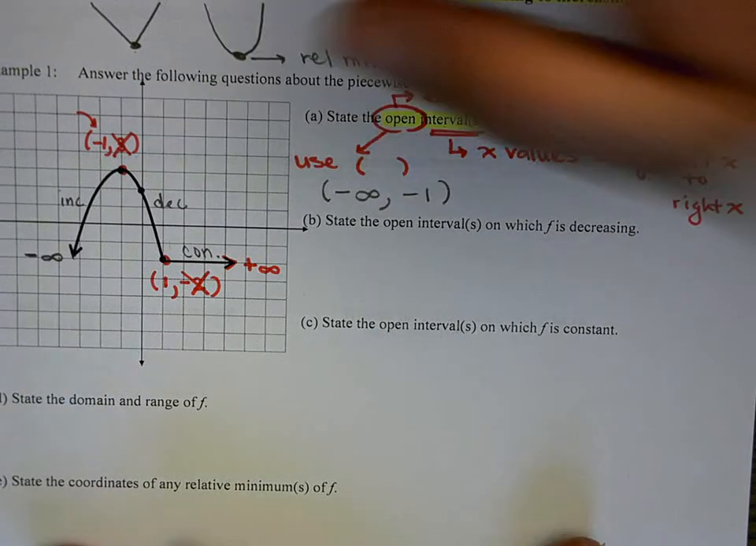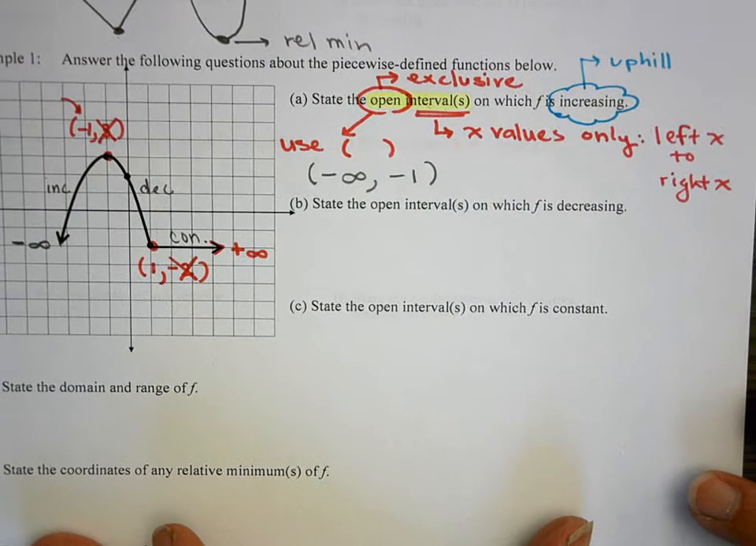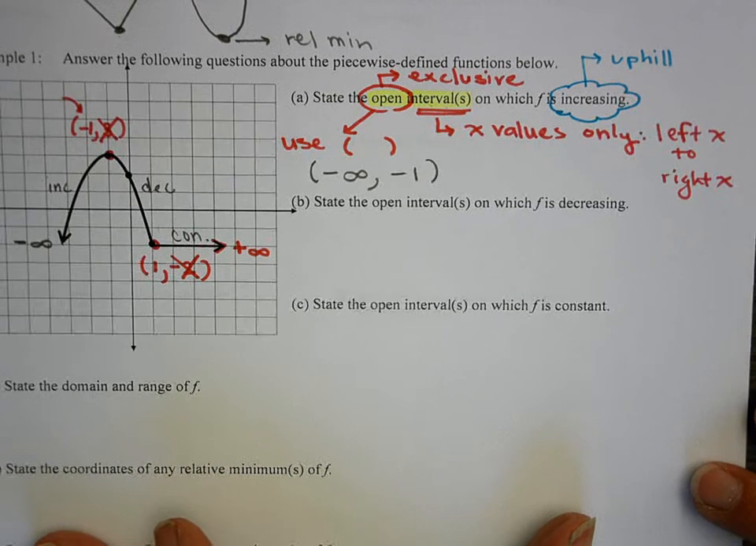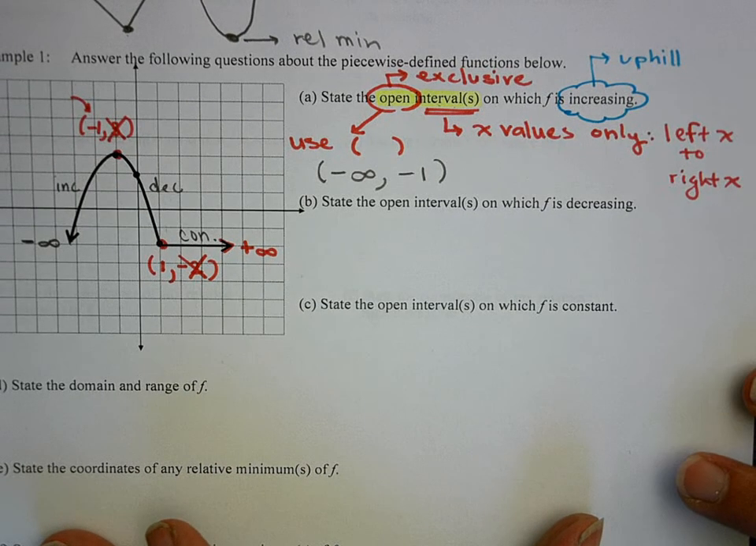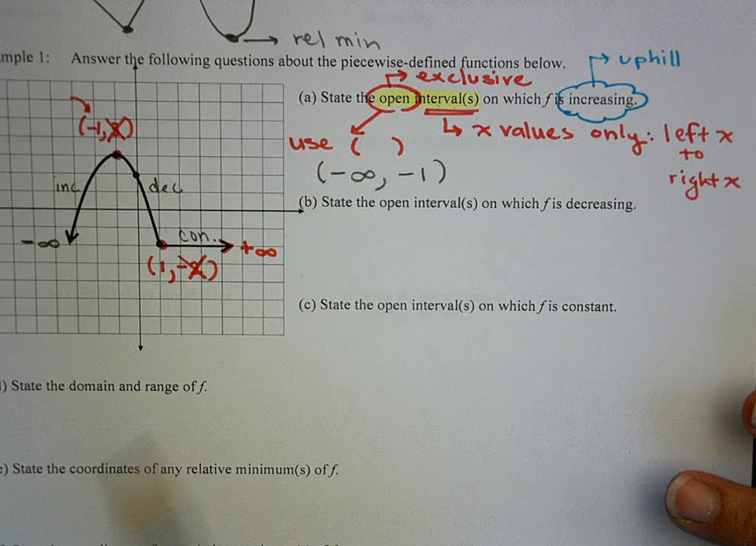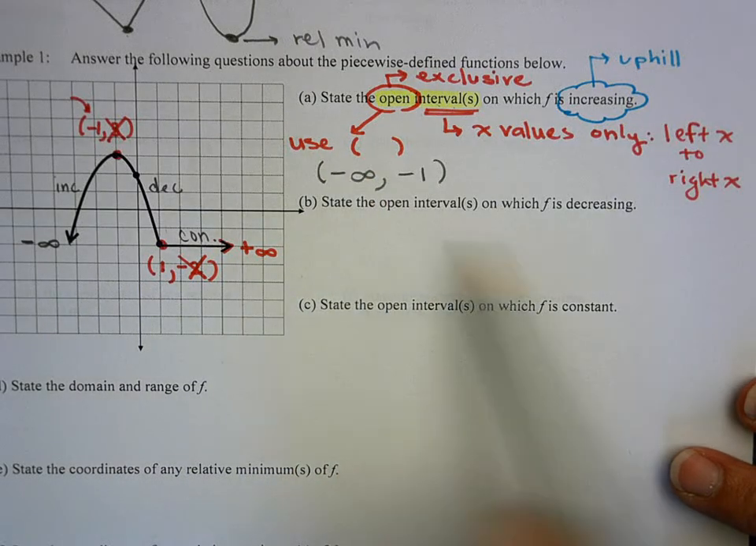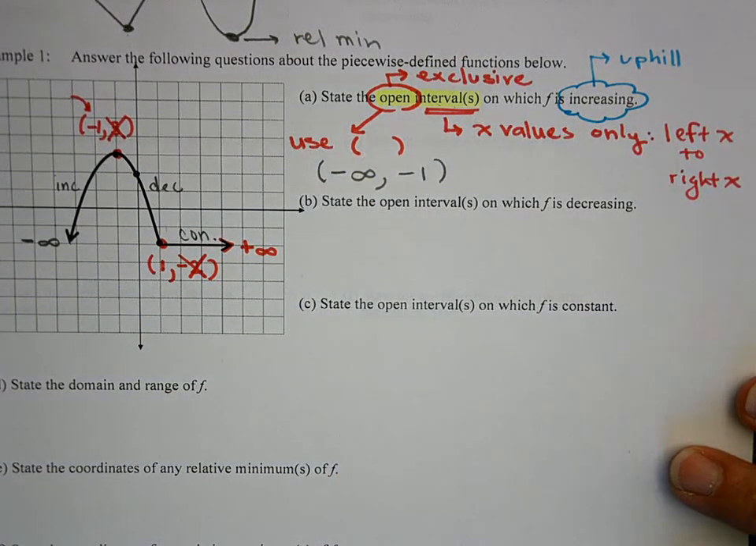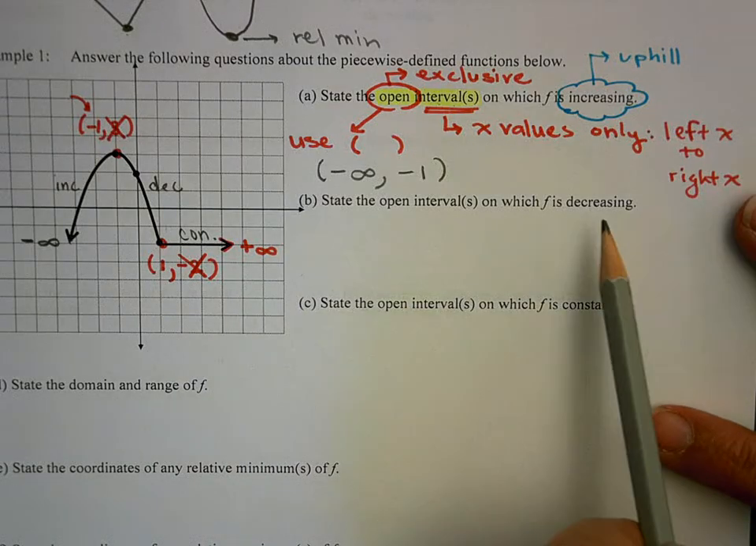Okay, so now for part B, we want to state the open intervals on which f is decreasing. So if part A made sense to you and you think, okay, yeah, I got that, you should be pressing pause right now and trying to do B on your own, okay? All right, so for part B, where is f decreasing?